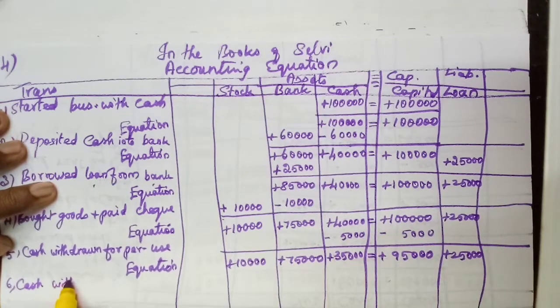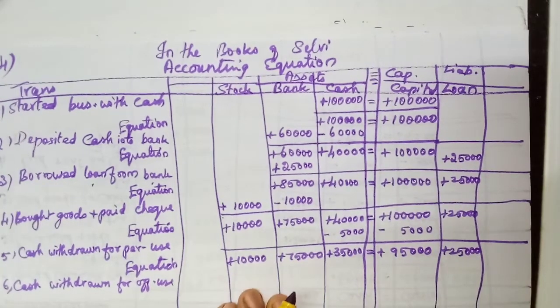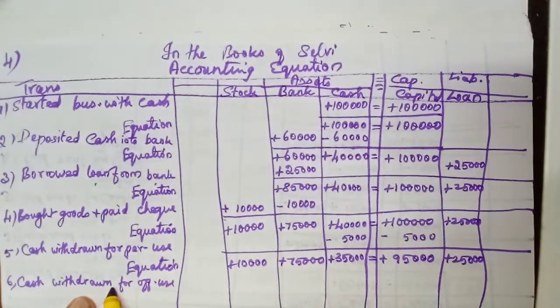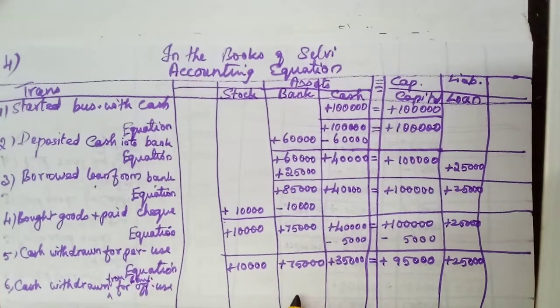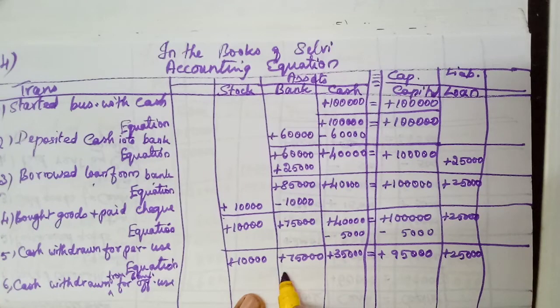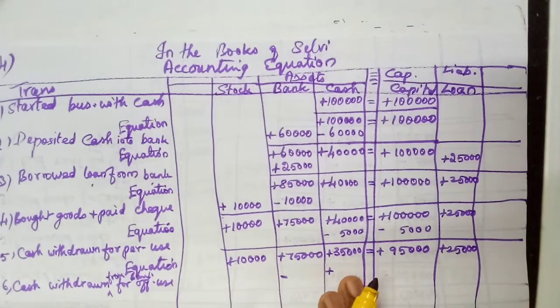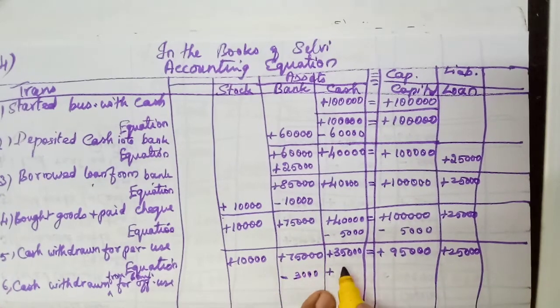Cash withdrawn for office use. Okay, cash withdrawn from bank, you should understand that one, from bank, so it will reduce the bank balance, isn't it? Then this is for office use, so they will bring that cash into the office, so it will increase the cash. Amount is 3,000, so write the amount 3,000, here also 3,000.